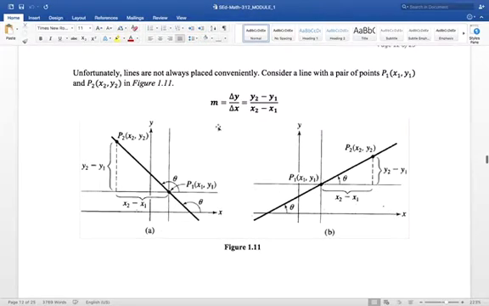However, sometimes lines are not conveniently placed. So let's try to consider this. We have P1, or point 1, with the coordinates x sub 1, y sub 1, and point 2 with the coordinates x sub 2, y sub 2. So let's take a look at this one. We have the given two points here, P1 and P2, and we can connect them to form a line. And we will be able to find the slope of this line.